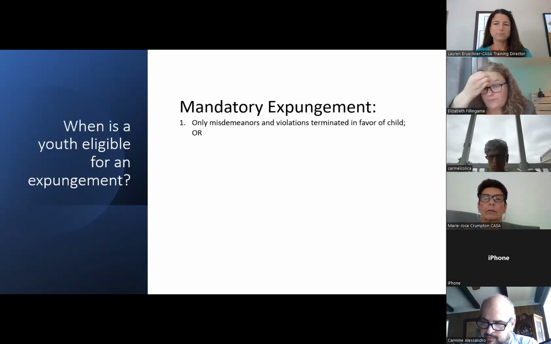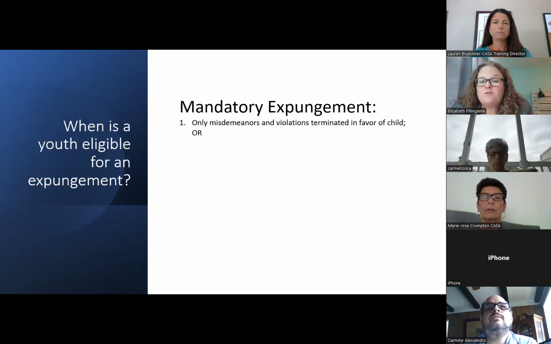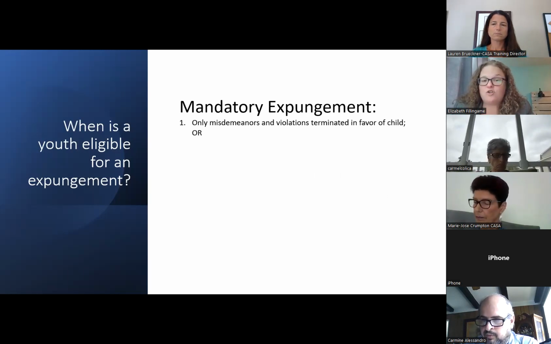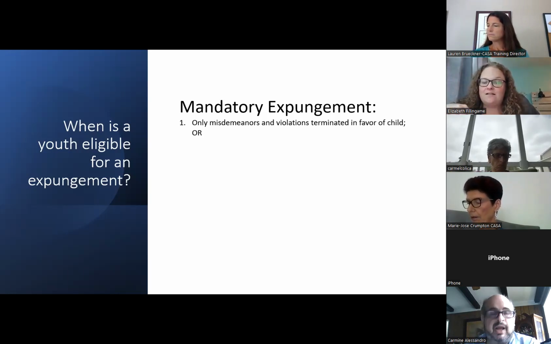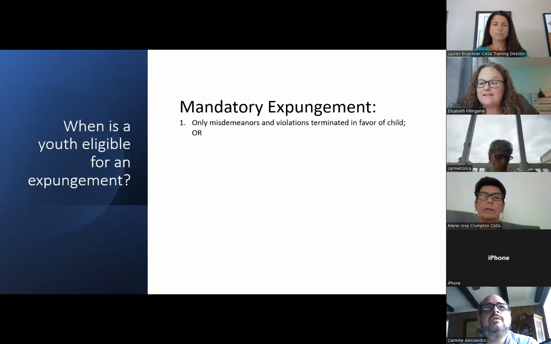So when is a youth eligible? A youth is eligible for a mandatory expungement if only misdemeanors and violations were terminated in favor of the child. So that means they were only charged with misdemeanors or a civil violation, which doesn't even meet that threshold of a criminal charge. And they were terminated in favor of the child. So that means dismissed, nolle prossed, could mean they went to trial and ultimately the judge found the state didn't meet its burden. Can also mean probation before judgment, or PBJ. Those are all considered things that are terminated in favor of the child.